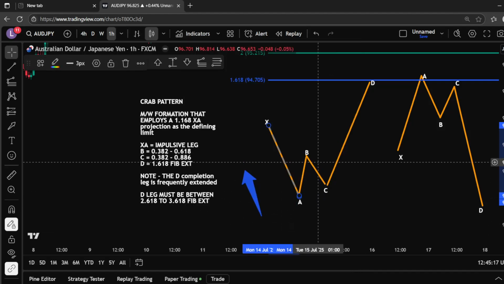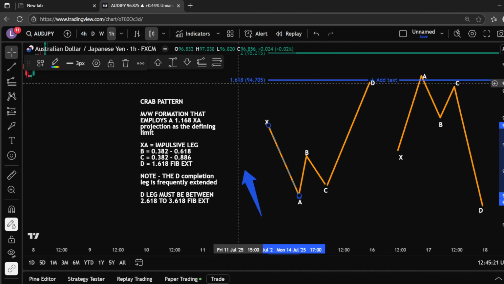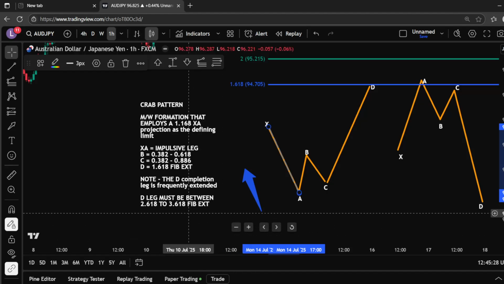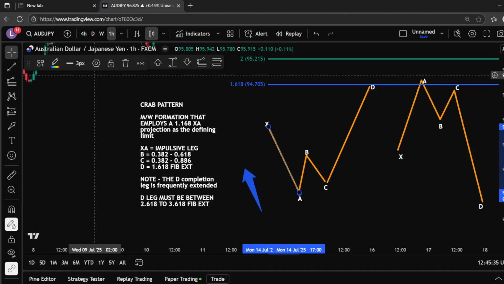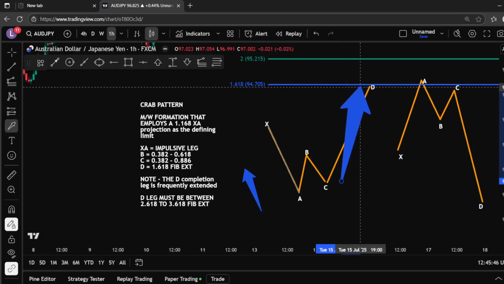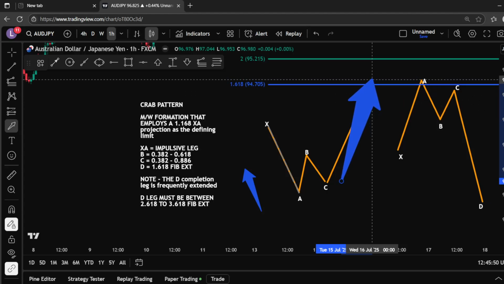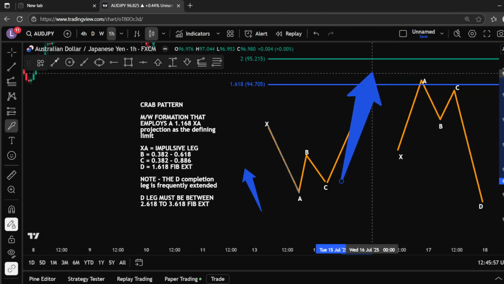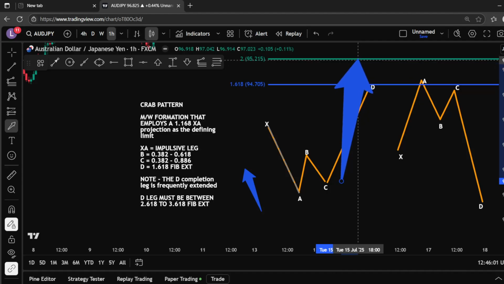The two numbers that you need for the D leg are 1.618 and 2.0. The 2.0 is our make or break of this structure. Just above the 2.0 is where we put our stop loss. We expect this D leg to end at 1.618, but with the CRAB pattern it does extend. It frequently extends past 1.618, but then should not exceed the 2.0. So just above the 2.0 is where you put your stop loss.